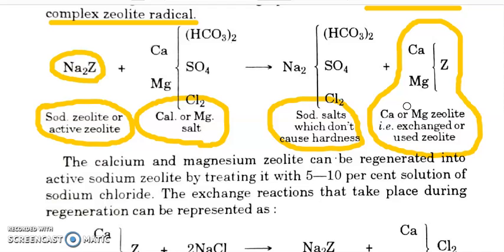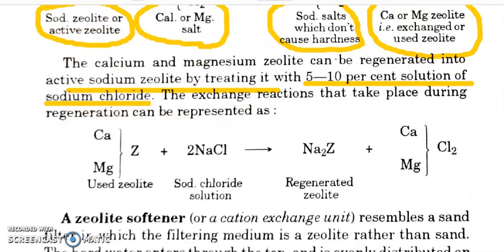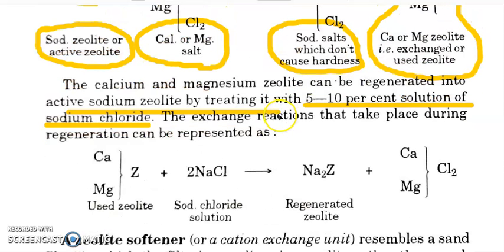So regeneration is a very simple process. The calcium and magnesium zeolite can be regenerated into active sodium zeolite once again by treating it with a 5 to 10% solution of simple sodium chloride, right? The salt sodium chloride which we are using every day, a 5 to 10% solution of sodium chloride. You have to pass it through the zeolite, and once again the ions are going to get exchanged and you will get back the sodium zeolite.